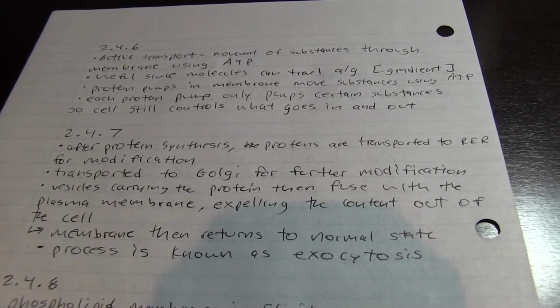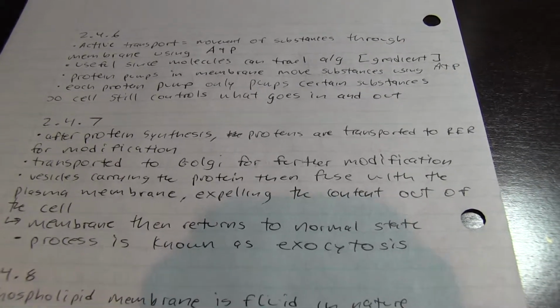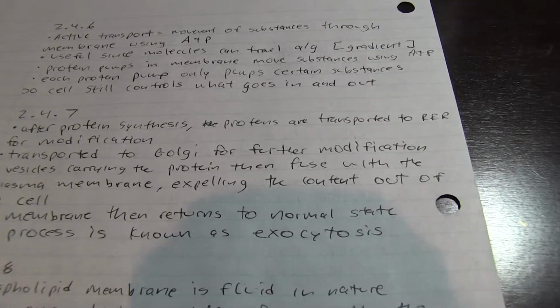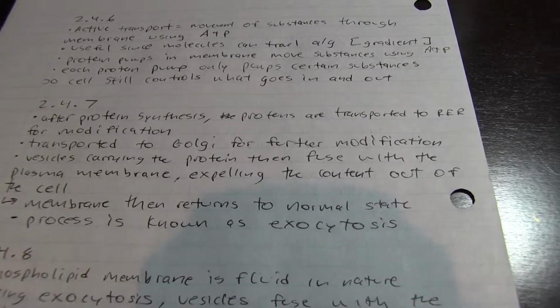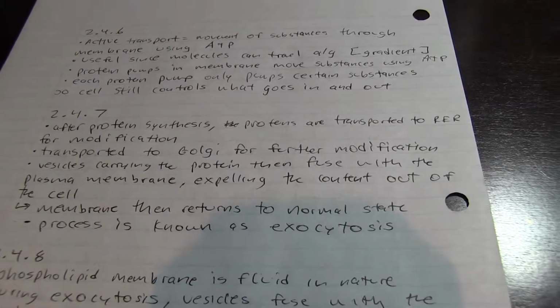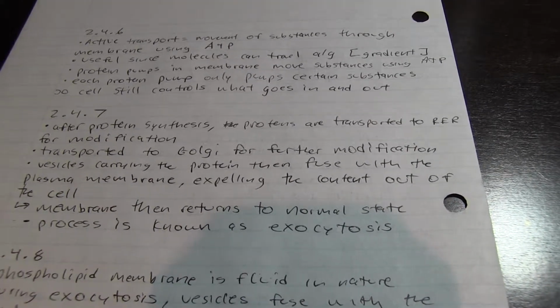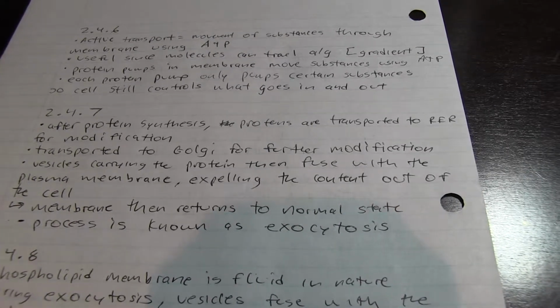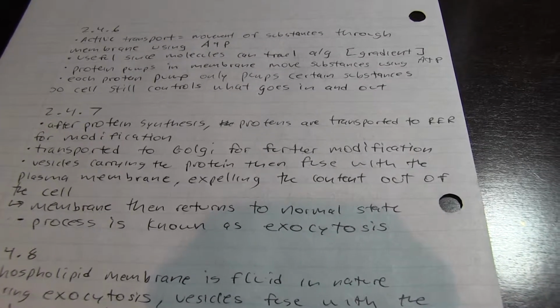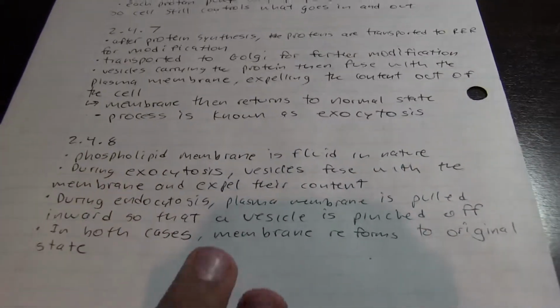2.4.7 explain how vesicles are used to transport materials within a cell between the rough ER, Golgi, and plasma membrane. So after protein synthesis, proteins are transported to the rough ER for modification, then transported to the Golgi for further modification. Vesicles carrying the protein then fuse with the plasma membrane, expelling the content out of the cell. We'll talk more about that later. It's basically just known as exocytosis.